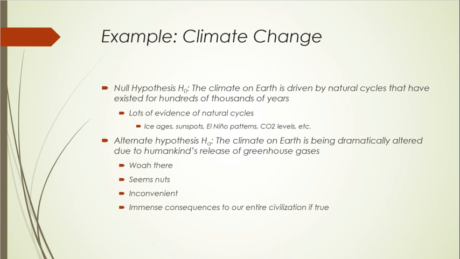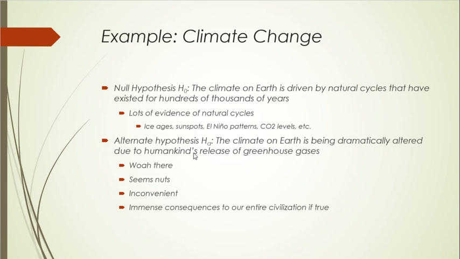So a more serious example, climate change. Now, the climate on Earth is driven by natural cycles that have existed for hundreds of thousands of years. That is absolutely true. It's a null hypothesis because it's our default belief. And there's lots of evidence on natural cycles. We've seen ice ages. Sunspots affect the weather and the climate on Earth. There's El Nino patterns. I don't know much about those, but they exist. The CO2 levels in the atmosphere have gone up and down over time. So these natural cycles are just part of Earth and something we as humans have to deal with.